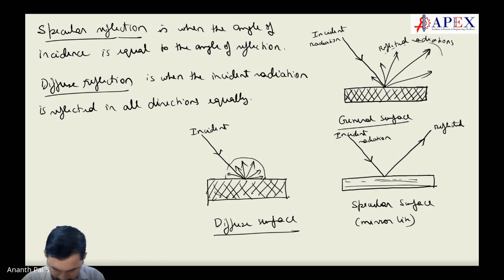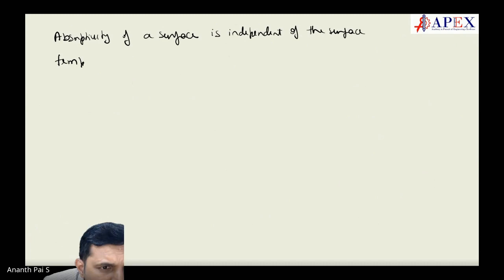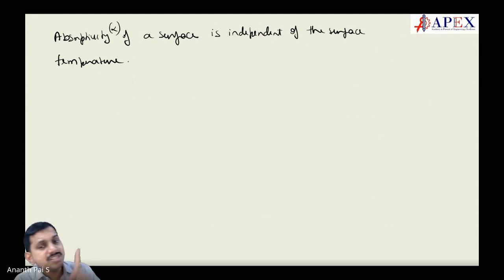Next. So here now. Now absorptivity. This is reflectivity. We will see something about absorptivity. Absorptivity of a surface is independent of the surface temperature. Absorptivity alpha of the surface is independent of the surface temperature.